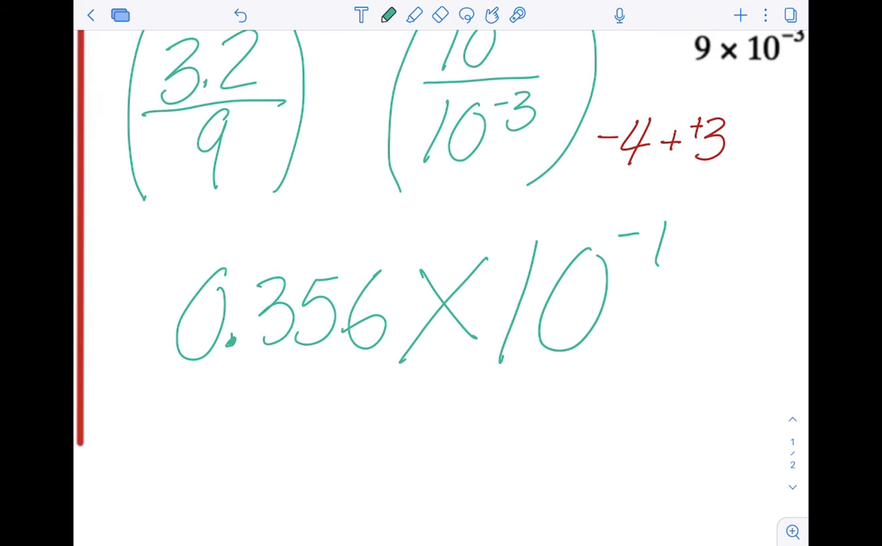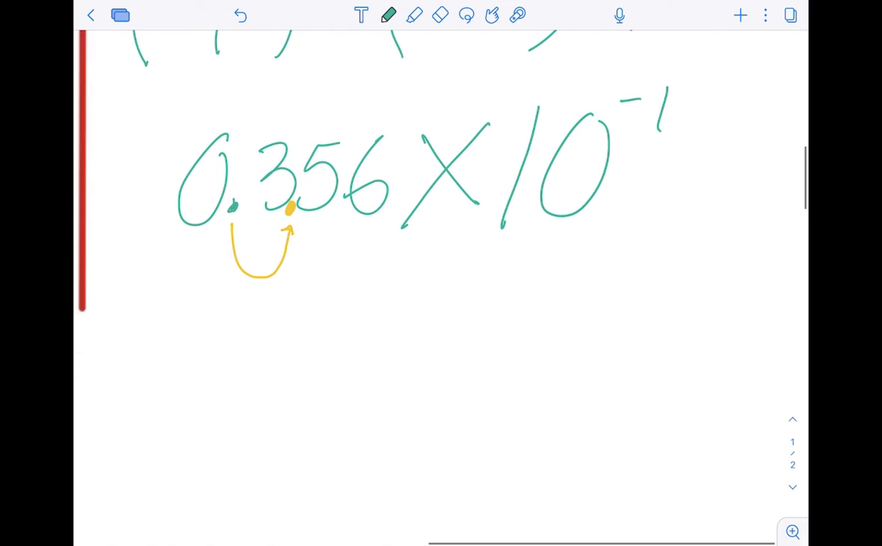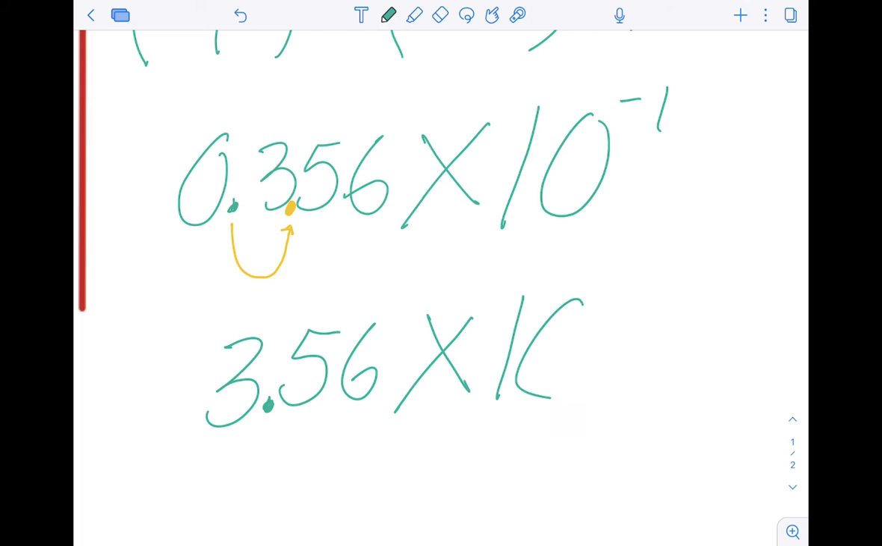But, kiddos, we notice here the decimal is not between the first two regular numbers. 0 is 0. I'm not counting it as a regular number. I need this decimal to be right here. So how do I get from here to here? I'm going to move to the right one time, and I'm going to leave it right there. So my new scientific notation is 3.56 times 10 to the power of.